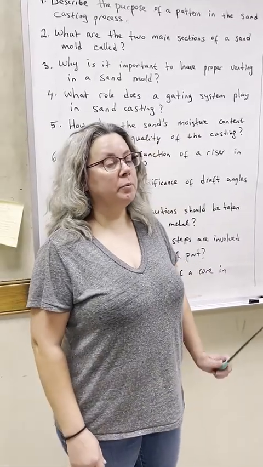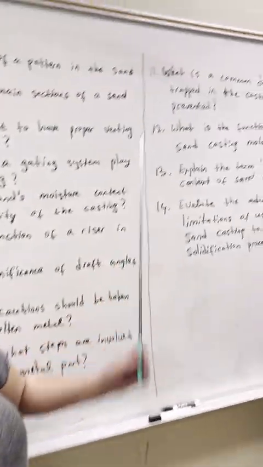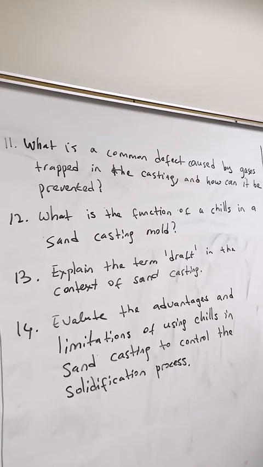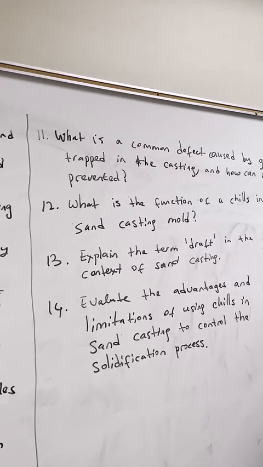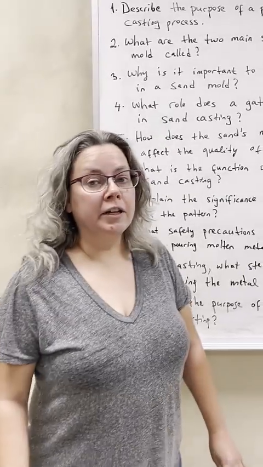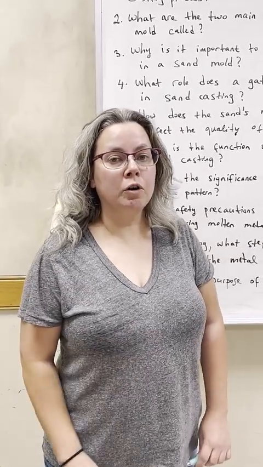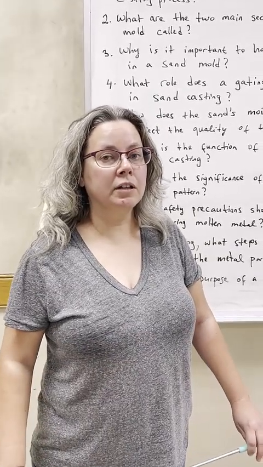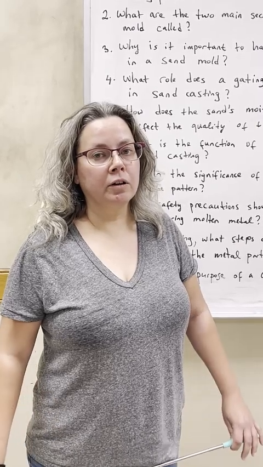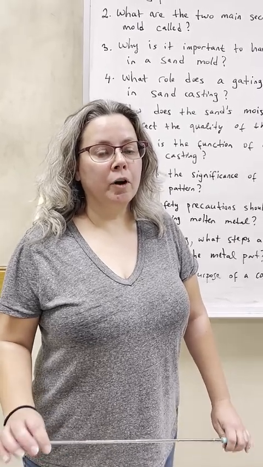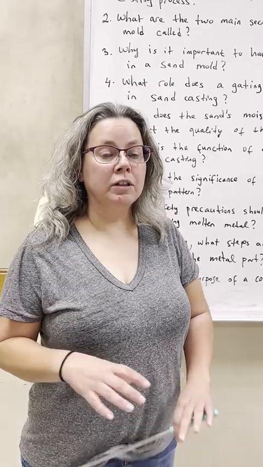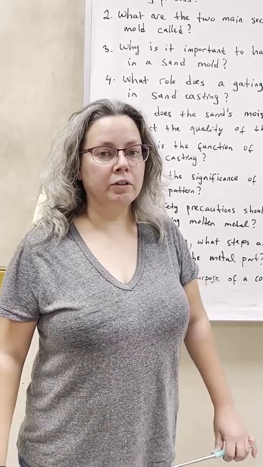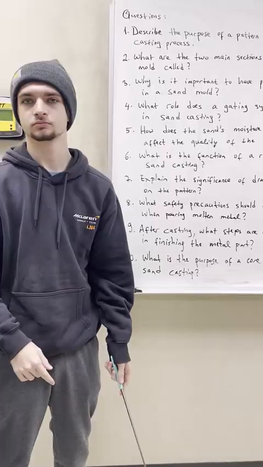Hi, my name is Maccabee. My question was: what is a common defect caused by gases trapped in the casting, and how can it be prevented? It causes gas porosity, which is small holes and voids within the casting, and that makes the product weaker. You can prevent it by optimizing the mold design to make sure that the gases can be vented out correctly. Thank you so much.